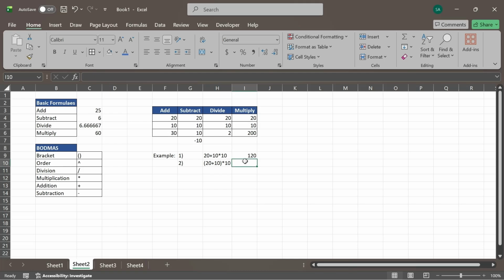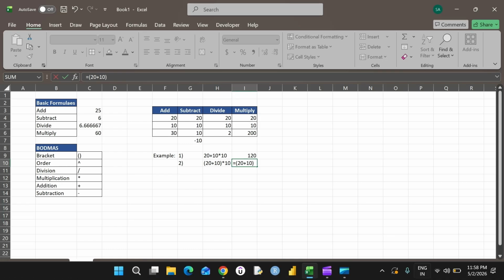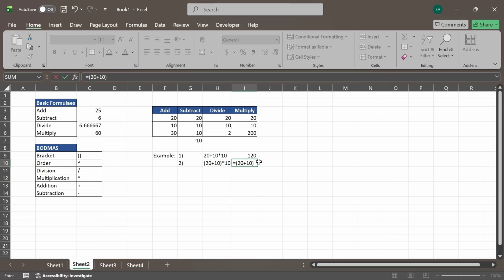Now if I just go with brackets, the equation with brackets. So in this scenario, my brackets should be solved first. That means 20 plus 10, 30, and multiply 10. 30 into 10 is 300, and that's our result. So this is the preference given to our operations and operators in our math functions in Excel.